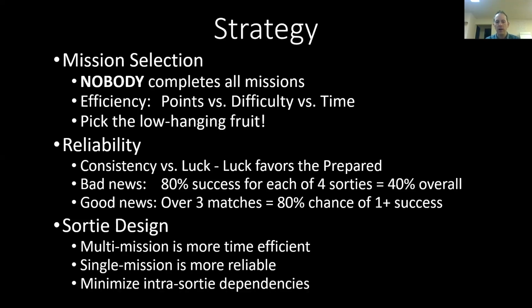So those are trade-offs. The other thing I mentioned is, and this should say inter-sortie dependencies, not intra-sortie dependencies. Dependencies between sorties can be an issue. If you're depending on sortie A completing successfully in order to complete sortie B, then when sortie A goes haywire, sortie B is also blown. Whereas if sortie A goes haywire, but nothing you did in A is relied upon for B, then B is much more likely to be successful. But that should say inter-sortie dependencies.